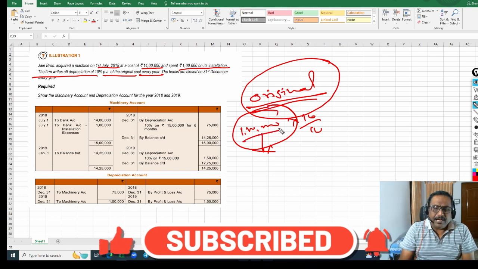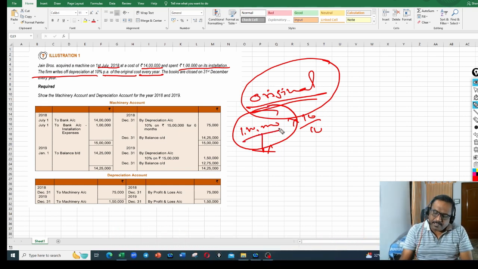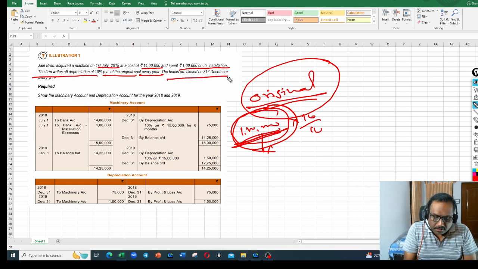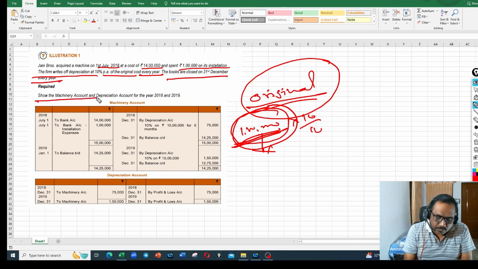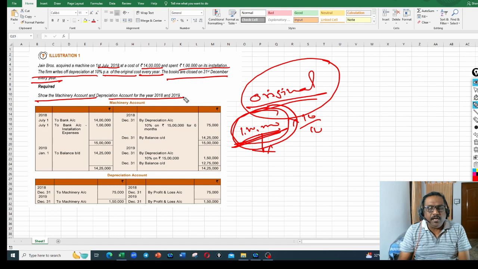So 1 lakh into 10 by 100 in the first year, second year 1 lakh into 10 by 100, and like that we need to calculate. That means we are calculating depreciation on the original cost. So the original cost method and the straight line method are one and the same. The books are closed on 31st December every year. They are asking us to show the machinery account and depreciation account for the years 2018 and 2019.